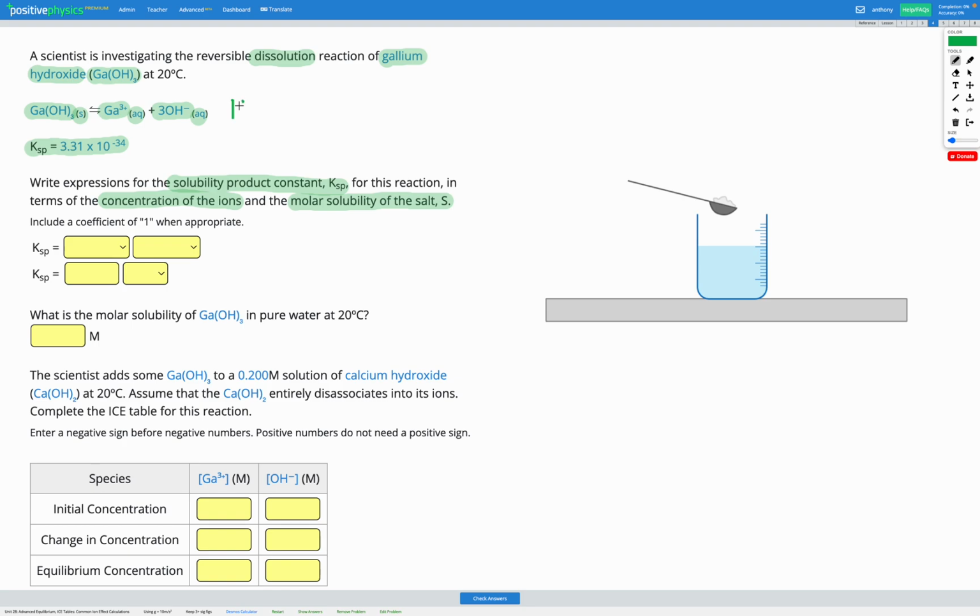So let's go ahead and write our K expression. So we've got our products on the top. Firstly, we have Ga3+. It's aqueous, meaning it's a solution, so it can be included in our equilibrium constant expression. And there's a coefficient of 1, so we're just going to have that to the power of 1. But remember, to the power of 1 is just the same as the thing itself, so we don't need to include the to the power of 1 in the equation. Next, we have OH-, again aqueous, a solution, so that can be included in our equilibrium constant expression. The coefficient is 3, meaning it's going to be to the power of 3.